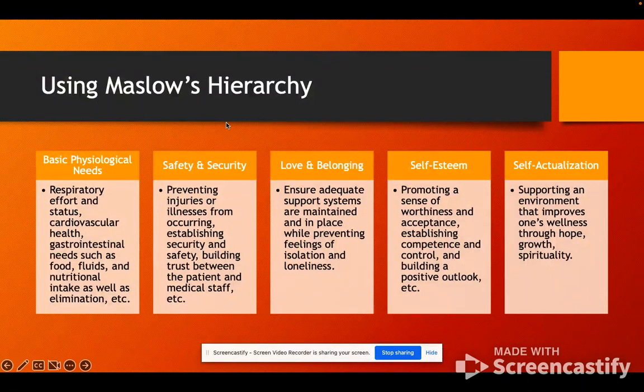Again, looking at Maslow's hierarchy, when we look at basic physiological needs, the respiratory effort, cardiovascular health, food, fluids, nutritional intake, we have to look at those before we can get to safety and order and control, preventing injuries, safety, building trust between the patient and the medical staff. And then love and belonging, ensuring adequate support systems are maintained, being empowered and valued. We have to reach these in a logical order before we get to the top of the pyramid.